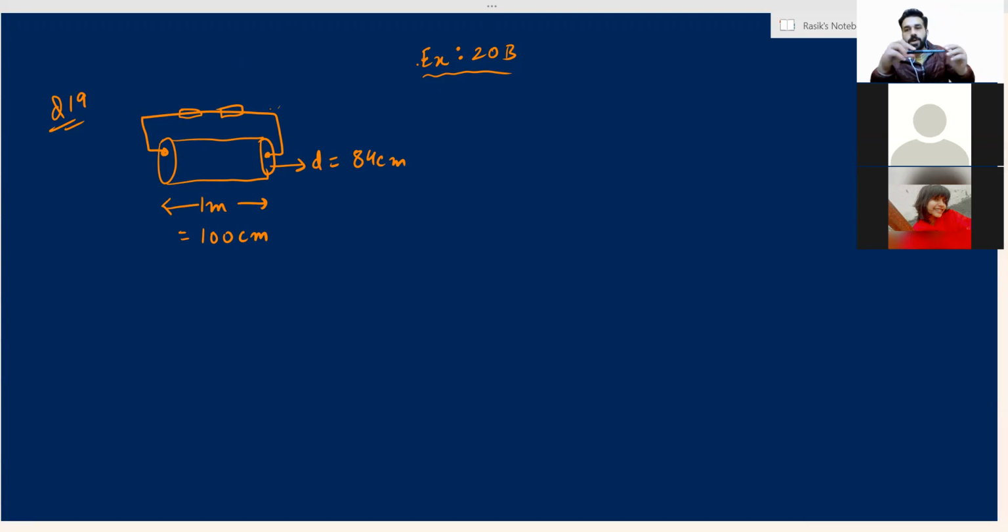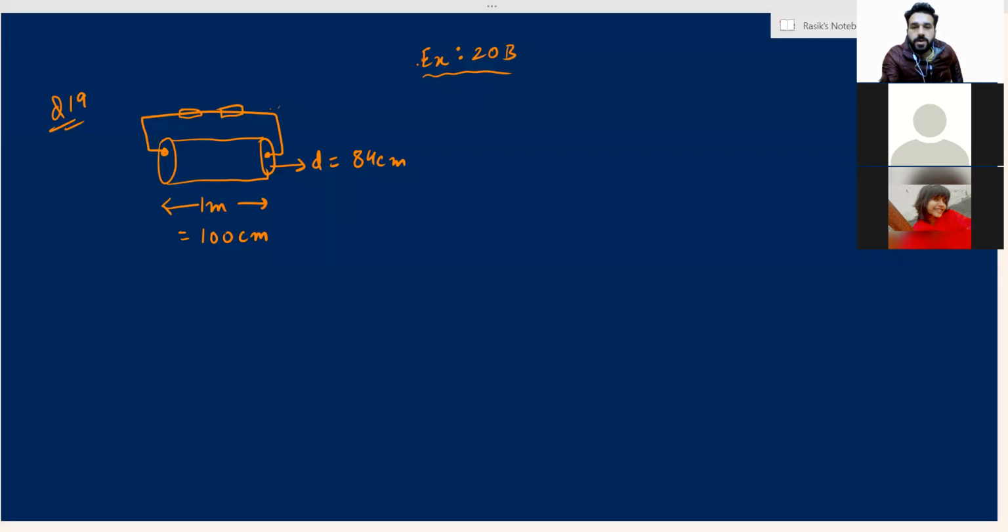If I rotate the road roller once on a road, then how much area is covered? Can you tell me? The area covered will be equal to the curved surface area of the road roller. Am I right or not? What is being rolled on the road? The curved surface area of the roller. Am I right or not?